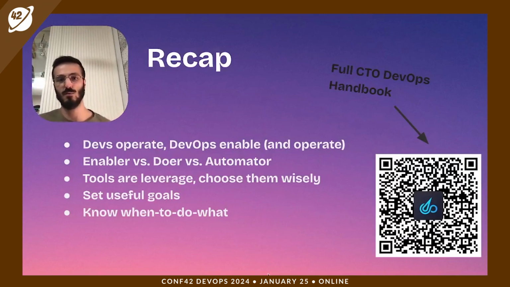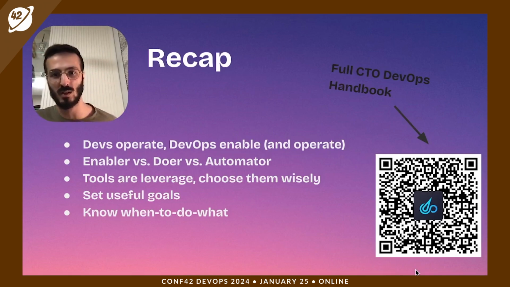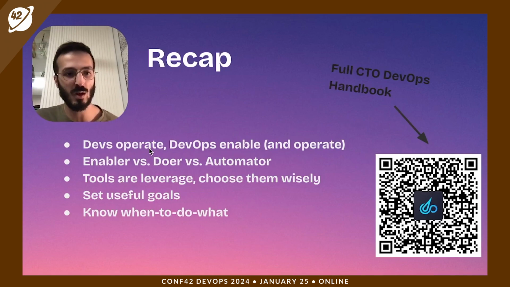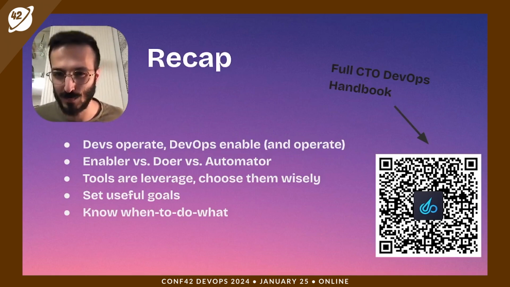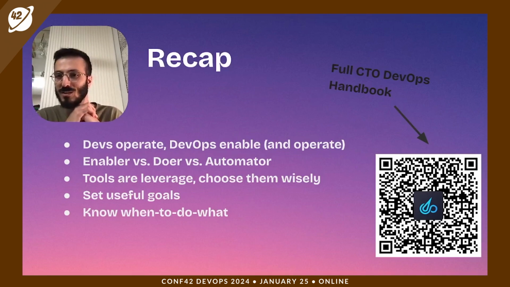This is the full CTO DevOps handbook. You can scan the QR and get to the original blog post. To do a quick recap, devs operate, DevOps enable and operate. You have to choose a balance. The balance is between an enabler, a doer, and an automator. I heard a nice term that encapsulates this balance. It's called automation. Automation is choosing the balance between these three.